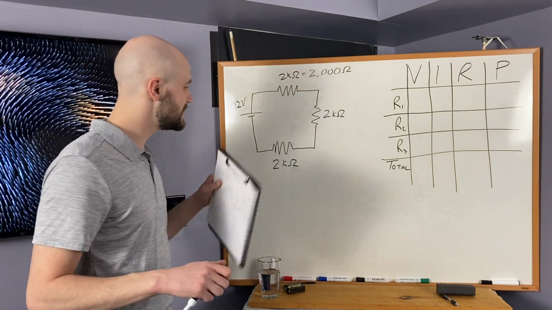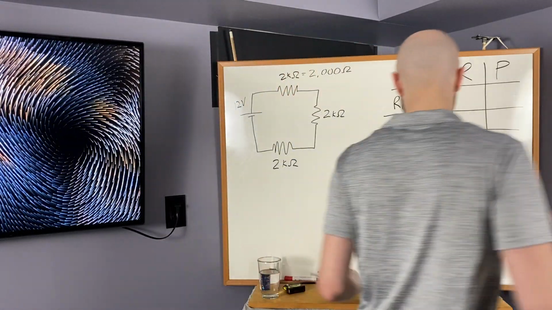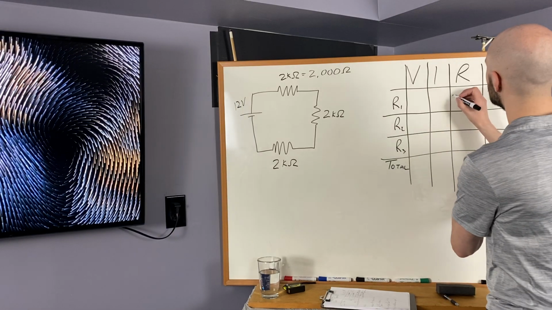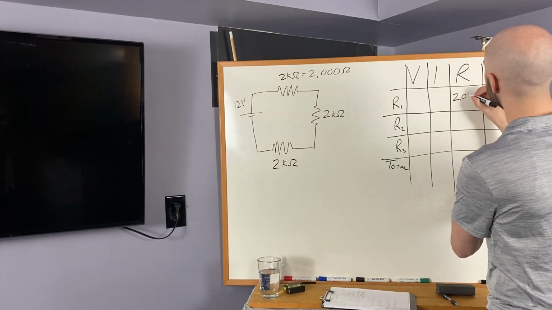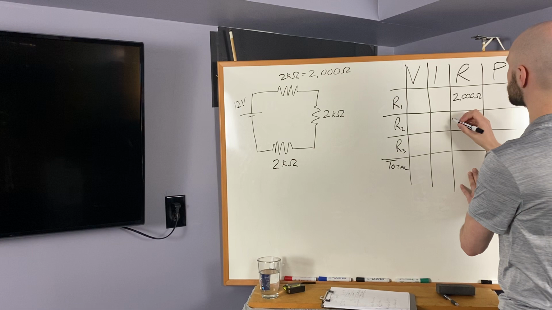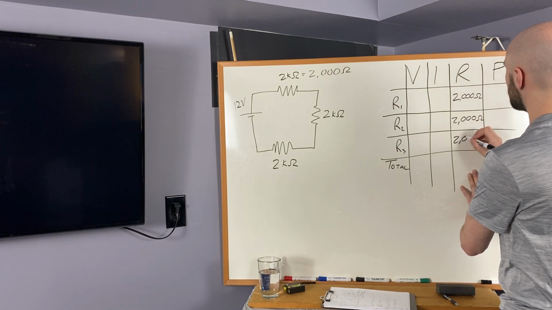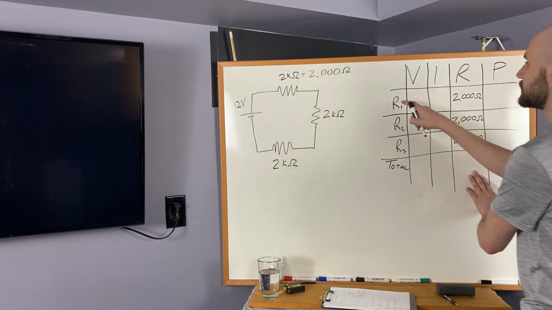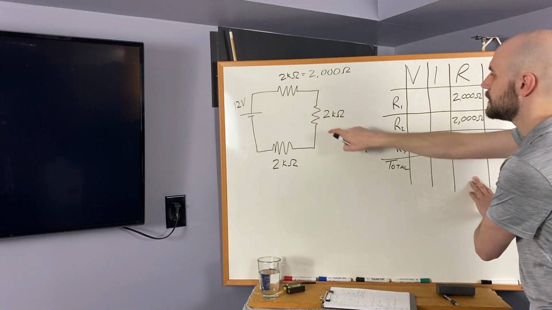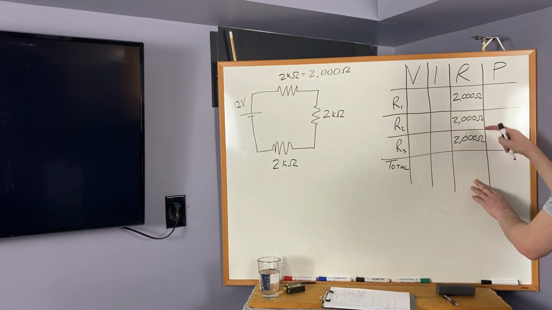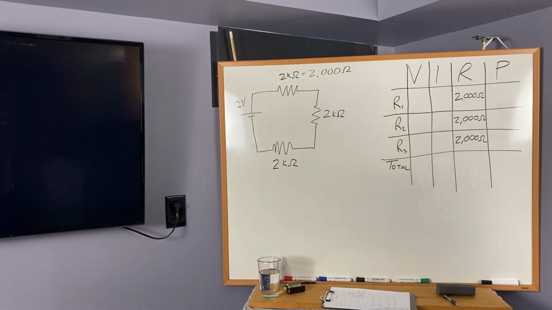We know the resistance of each one of the resistors, and each resistor is 2,000 ohms. That's resistor 1. You can call this one 1. That's resistor 2. That's resistor 3. Each one is 2,000 ohms.